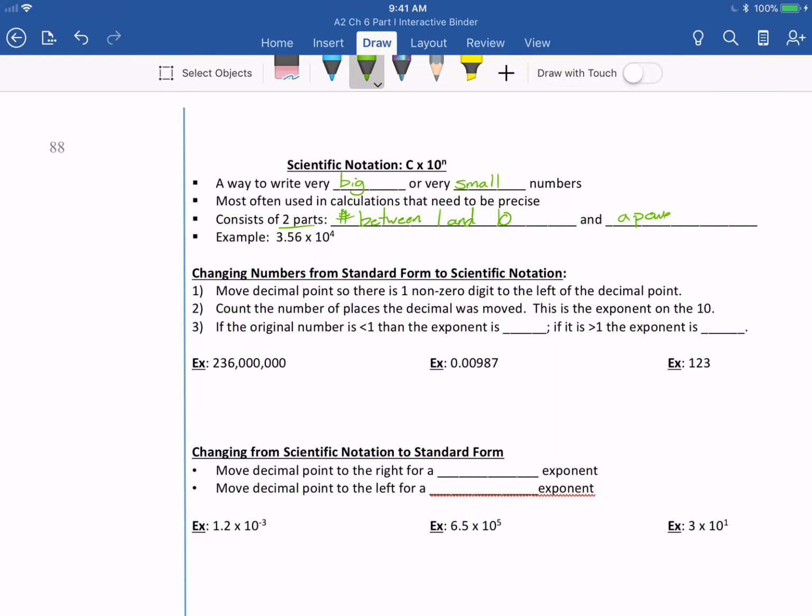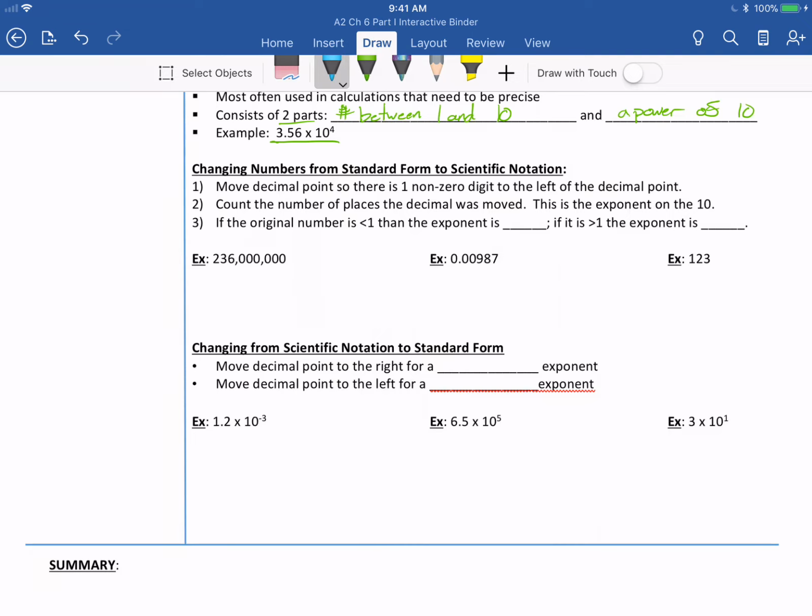Now we look at both ways. We look at moving big numbers or really small numbers into scientific notation, or we go the opposite way around: we move scientific notation into those really big or really small numbers. The first way, changing numbers from standard form to scientific notation, is that you need to move the decimal point so there's one non-zero digit to the left of the decimal point. We'll talk about that in some examples, and we're going to count the number of places that it's moved.